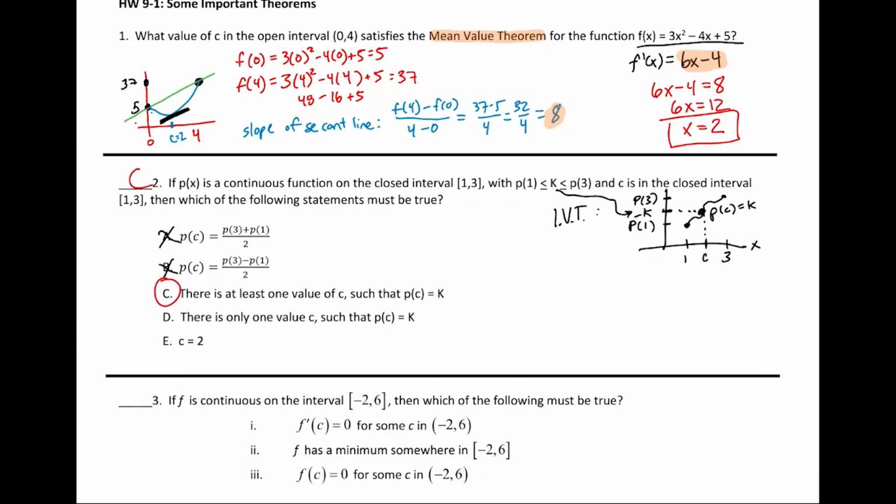But just to be sure on these which of the following statements must be true problems, it's really a good idea to read through all of them, even if you think you know what the answer is. D says there's only one value where p of c is k. Well, you might have a function that does something like this, where if k is here, there might be multiple c values that have that k. The intermediate value theorem just says there's at least one time where you're going to hit. So to say that there's only one value, that's not necessarily true. And c doesn't have to be 2 either. It doesn't have to be halfway between the interval. It could be any number in between the interval.